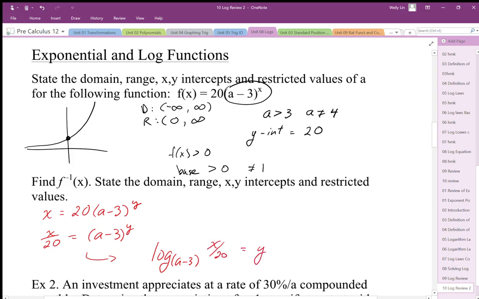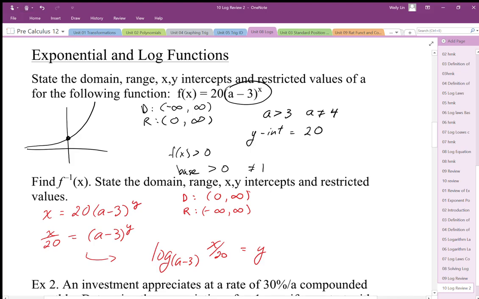Okay, so the domain and range of the inverse, well, the domain and range should just switch. So the domain is going to be from 0 to infinity. Okay, I can put numbers that are bigger than 0 to infinity in there. I can't put negatives or 0 into that log. Okay, so that's my domain. My range is going to be from negative infinity to infinity. Okay, so there's my domain and range. I think I forgot to put a bracket in here.